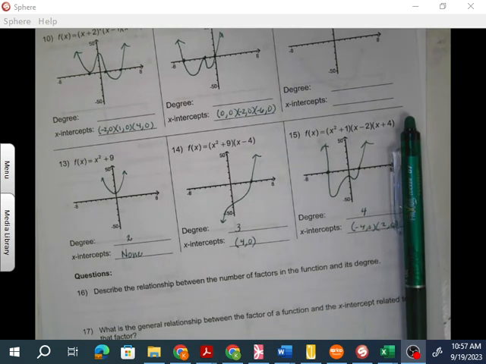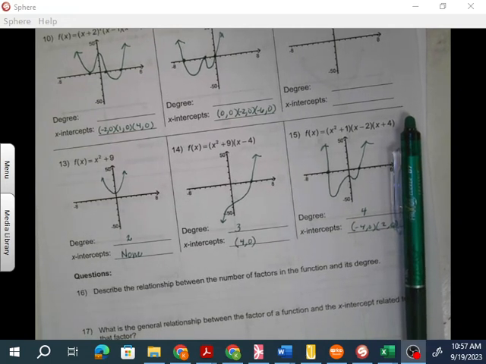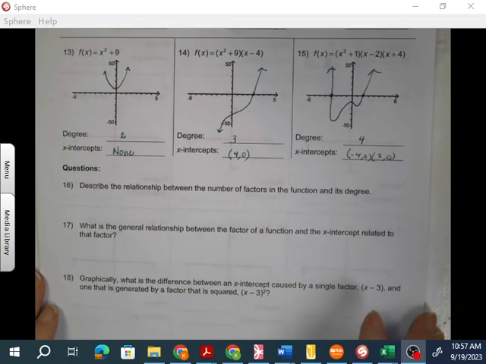A good way through it, at least to the point where we can probably answer some questions. So let's look at number 16. Describe the relationship between the number of factors in the function and its degree.